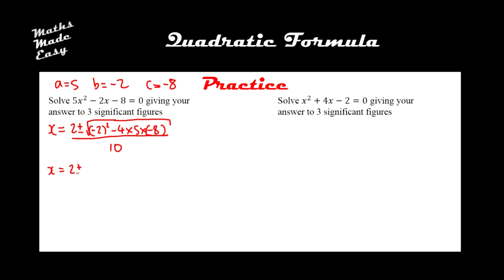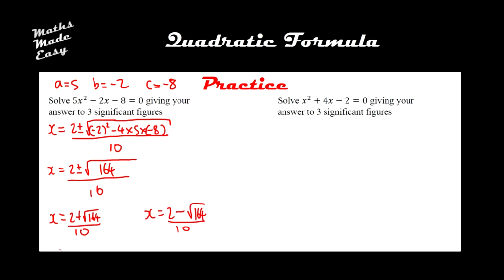So x equals 2 plus or minus the square root of, and that will come out as 164, all divided by 10. So x equals 2 plus square root 164 over 10, and x equals 2 subtract square root 164 over 10. This will give you your two solutions as 1.48 and x equals negative 1.08.